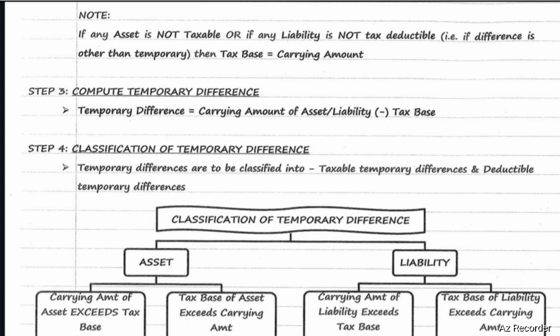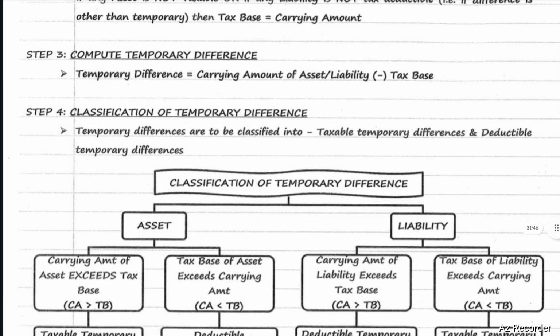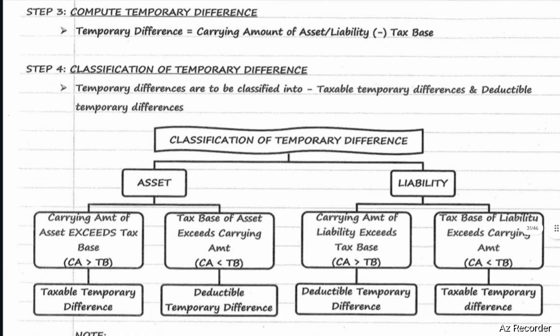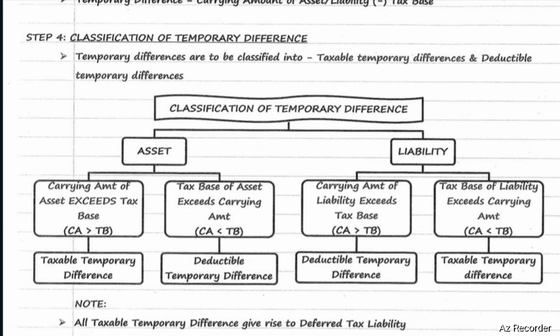Step number 3, compute temporary difference. Temporary difference equals the carrying amount of the asset or liability minus tax base. Step number 4, classification of temporary difference. Temporary differences are to be classified into two categories, taxable temporary difference and deductible temporary difference. How to calculate taxable temporary difference and deductible temporary difference? Here carrying amount is constant. In case of asset, if carrying amount is greater than tax base, it is a taxable temporary difference. If carrying amount is less than tax base, it will be a deductible temporary difference.